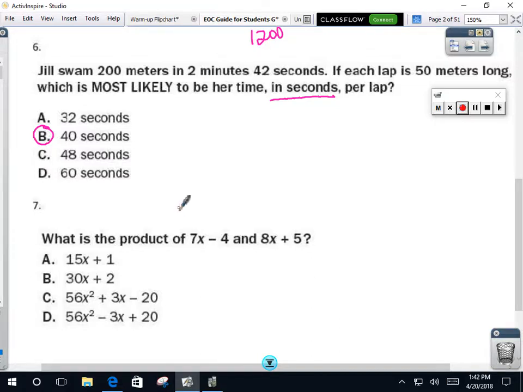How do we do that? Well, a minute is how many seconds? So 2 minutes is how many seconds? And 120 plus another 42 would be how many seconds? 162. So how do you know to divide it by 4? Right. If it's a 200-meter race and each lap is 50 meters, that's 4 laps. So you divide it by 4, and you actually get 40.5. But remember, those words tell you that it's going to be an approximate answer, so 40.